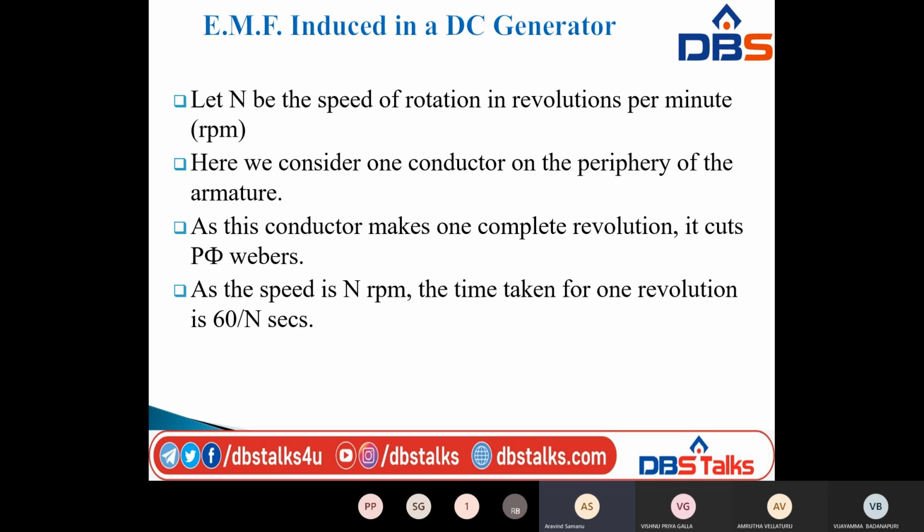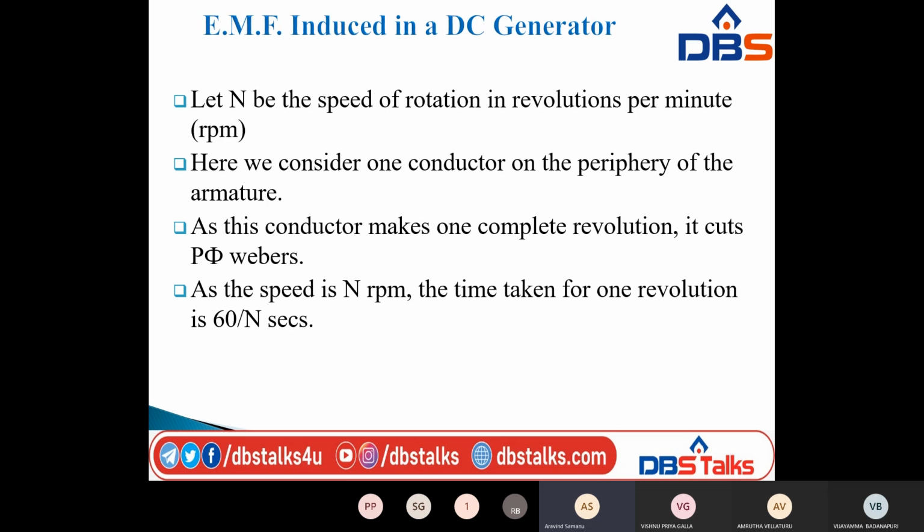So if the conductor makes one complete revolution, from theta equal to 0 degrees to theta equal to 360 degrees, whenever the conductor makes one complete revolution, it cuts P phi webers. Here P is the number of poles and phi is the flux. So it cuts P phi webers.